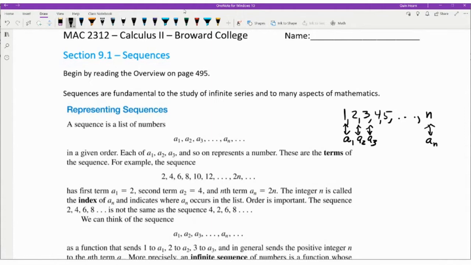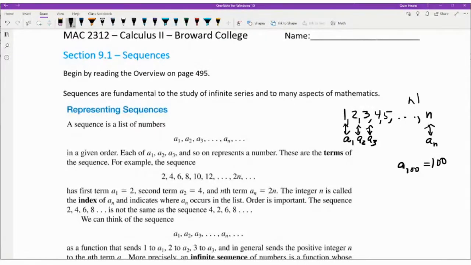Now, in this case, since I'm just using the natural numbers, 1, 2, 3, 4, 5, and so on, notice that the subscript is exactly the number in the sequence. So if I want to know what the 100th term in the sequence is, a sub 100, I know it's just going to be 100, because in each case the term is equal to the subscript. A lot of times when we're trying to understand a pattern in a sequence, it's all about identifying what that nth term is.